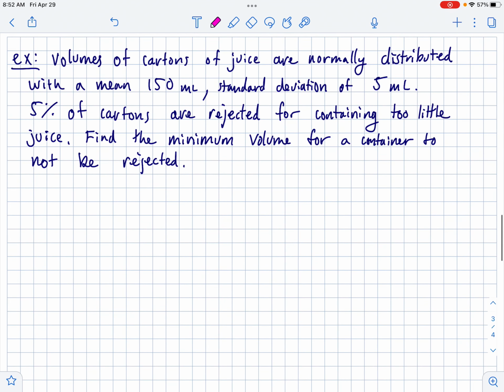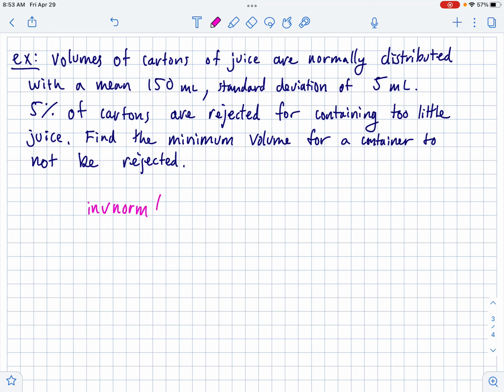All right, you guys. One last word problem. This one's about volumes of cartons of juice, and they're normally distributed with a mean of 150 milliliters. What that means is that they shoot for 150, but some have a little bit more juice, some have a little bit less juice, and it's normally distributed. The bottom 5% of cartons are rejected for containing too little juice. We're going to find that minimum number for a container to not be rejected. This one is not too tricky because they said find the bottom 5%, and that's how invNorm works anyway. It finds the bottom whatever percent.